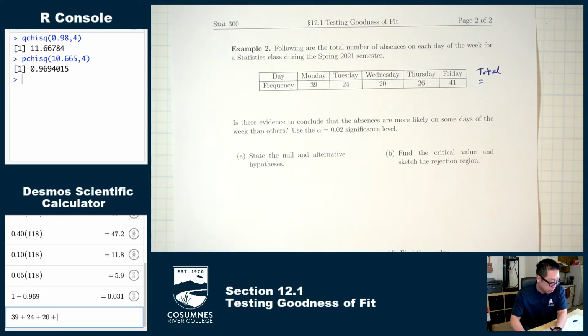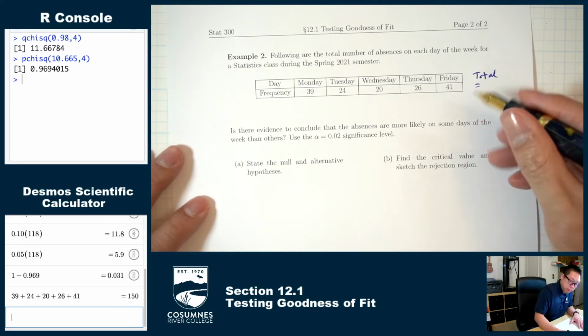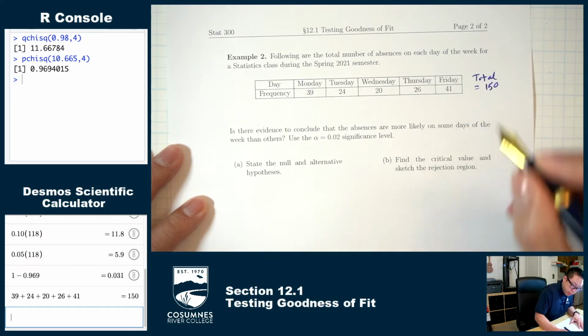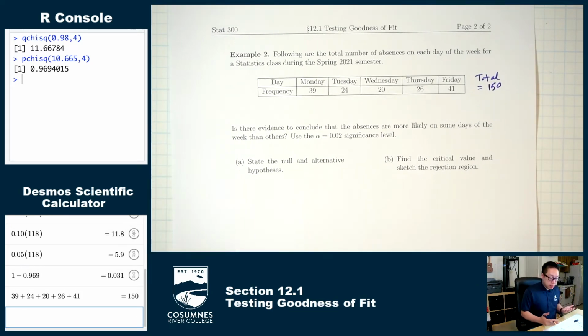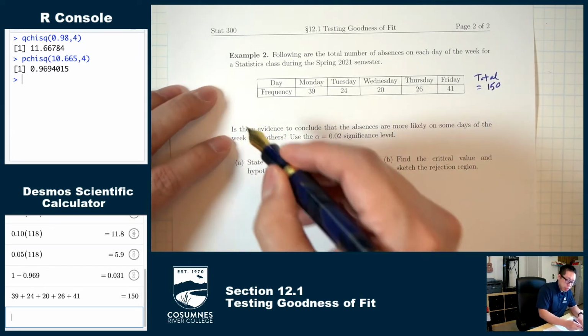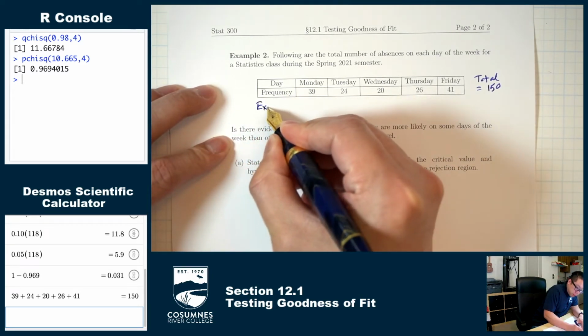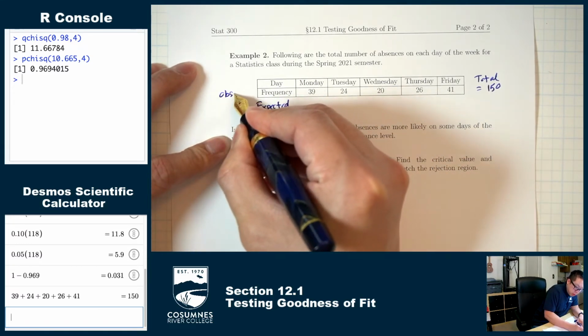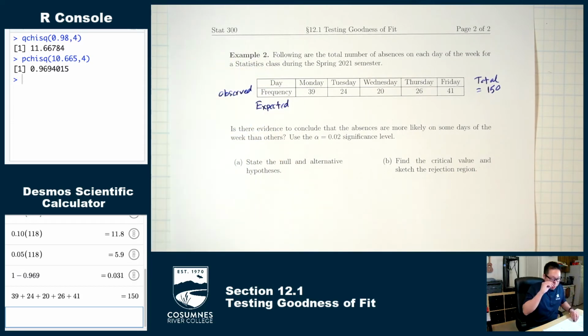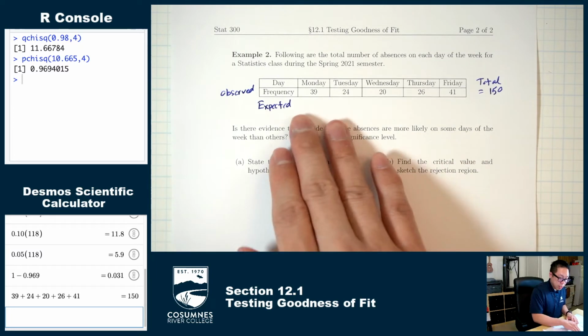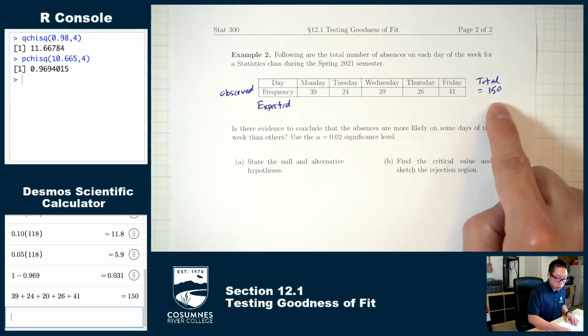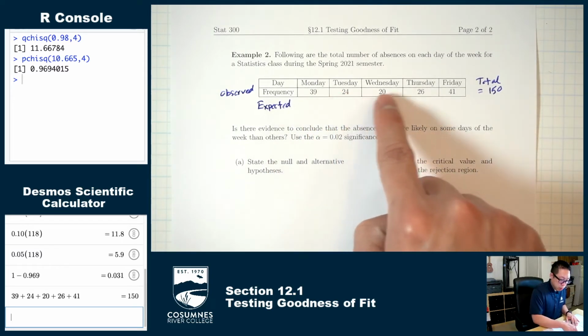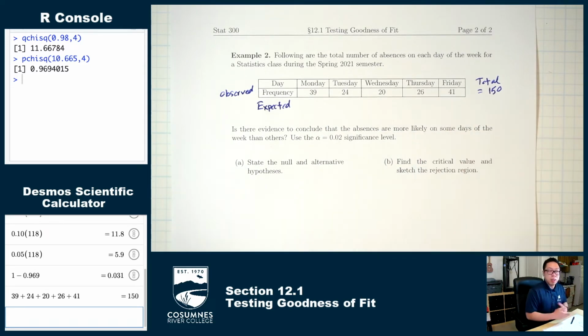Plus 20, plus 26, plus 41. 150 total. Now, if you're not given percentages for computing the expected, okay, this first row here is the observed. If you're not given the percentages to compute the expected, we're just going to assume that we're going to split this evenly among all the categories. So there's 150 total, and there are 1, 2, 3, 4, 5 categories, so divide it evenly.